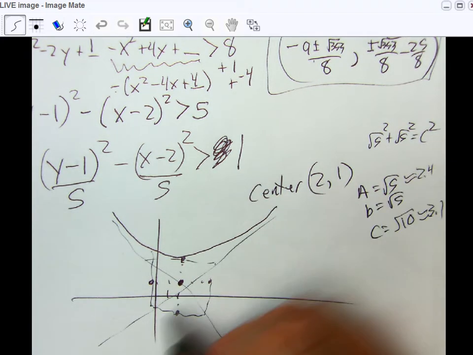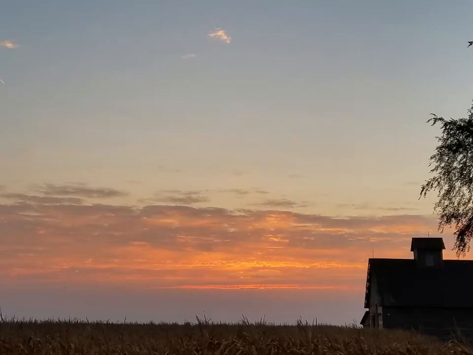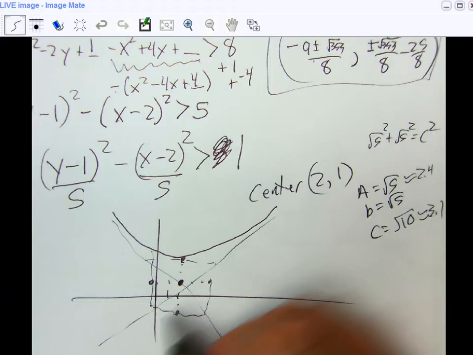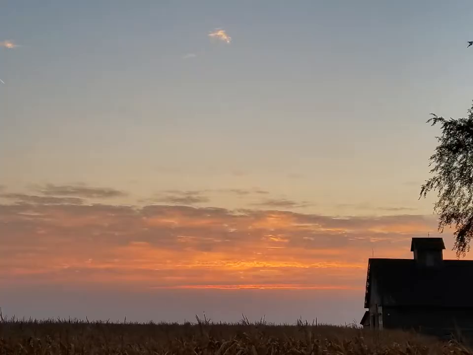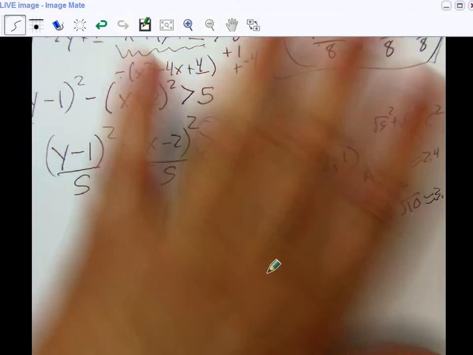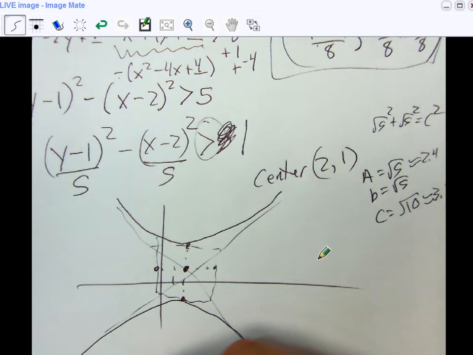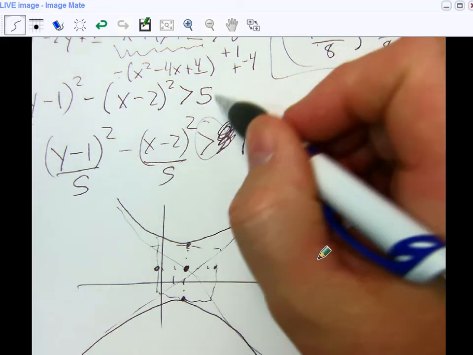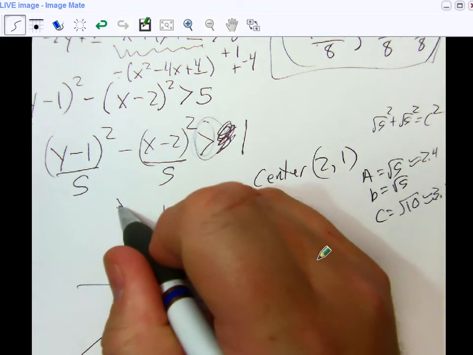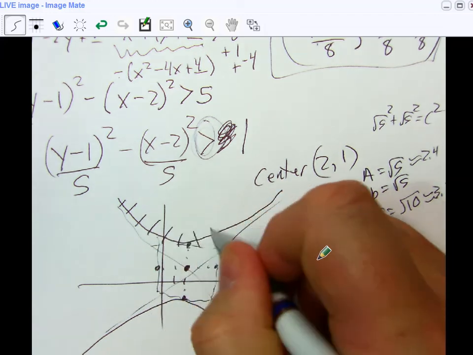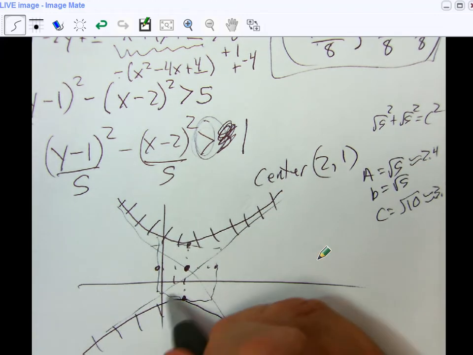Now, I've already kind of screwed up because this is a greater than sign, which means... Technical problem. Asymptotes, opens up. I've already screwed up because with the greater than only sign, this needs to be a dotted line. There you go, dotted line.